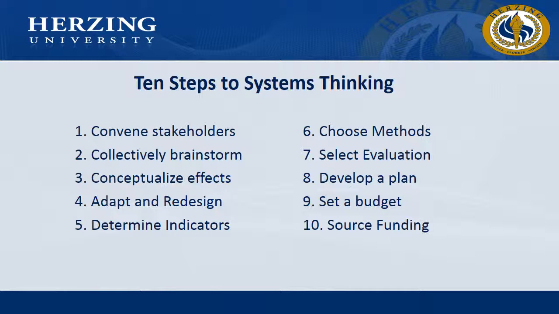Number 5, determine indicators that are important to track in the redesigned intervention. Number 6, choose methods to best track the indicators. Number 7, select an evaluation design that best manages the methods and fits the nature of the intervention. Number 8, develop a plan and timeline to propose the intervention. Number 9, set a budget, considering implications for the intervention. And number 10, source funding to support the evaluation before the intervention begins.